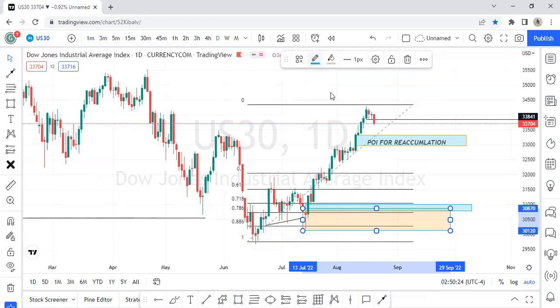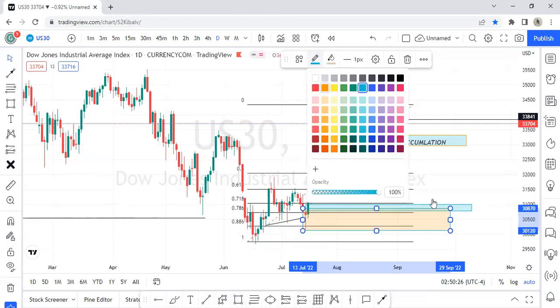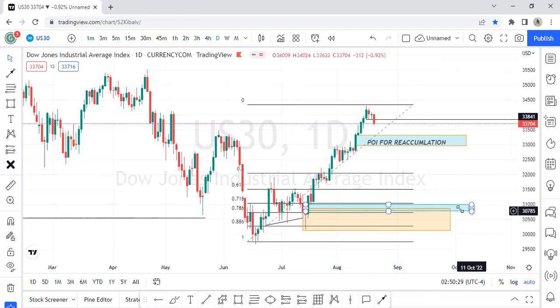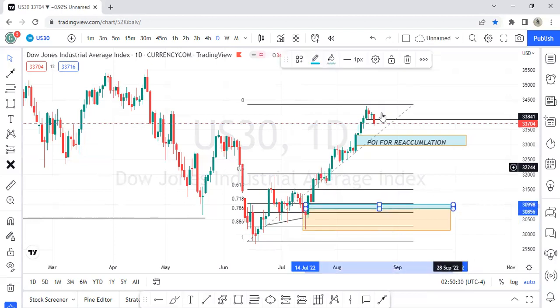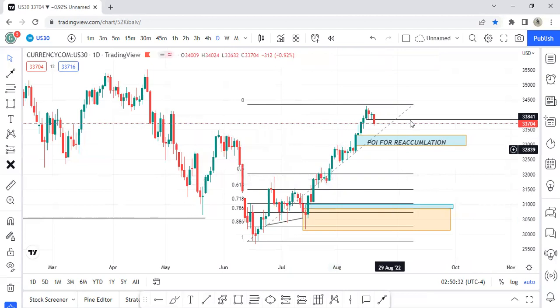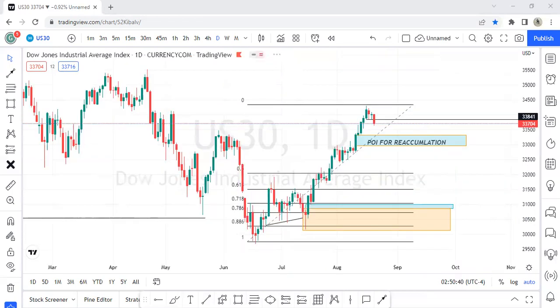All right. So these are the areas I'm looking at for that imbalance or that candle, right? So any of these areas will be good for me to take a buy on. Right. So I'm posting all of that on my channel, right?